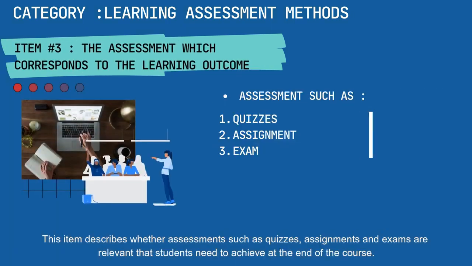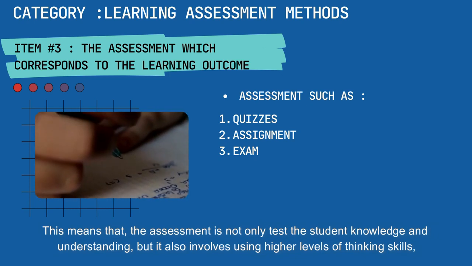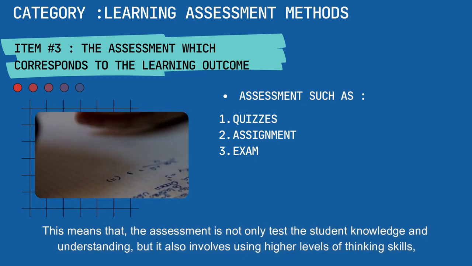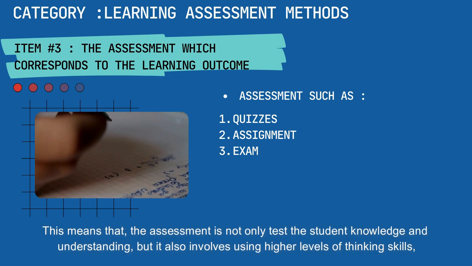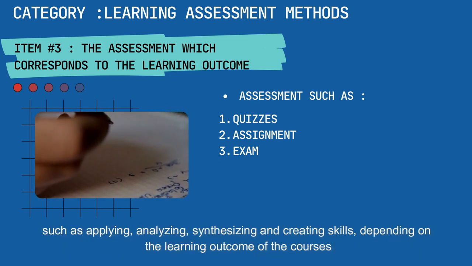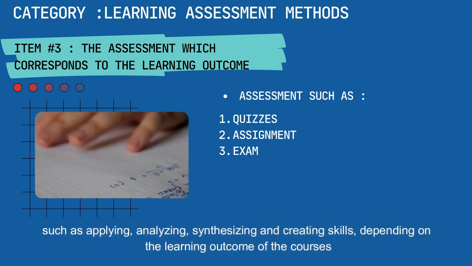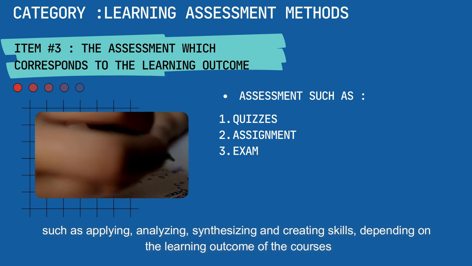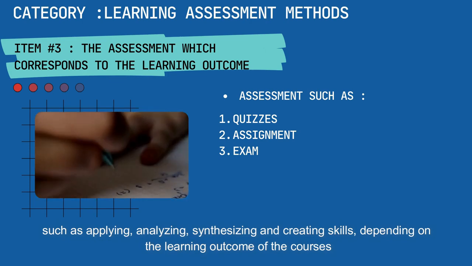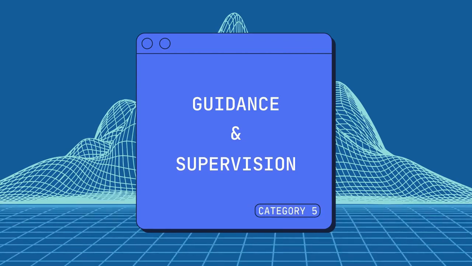This item describes whether assessments such as quizzes, assignments and exams are relevant to what students need to achieve at the end of the course. This means that the assessment not only tests the student's knowledge and understanding, but it also involves using higher levels of thinking skills, such as applying, analyzing, synthesizing and creating skills, depending on the learning outcome of the courses. Guidance and supervision.